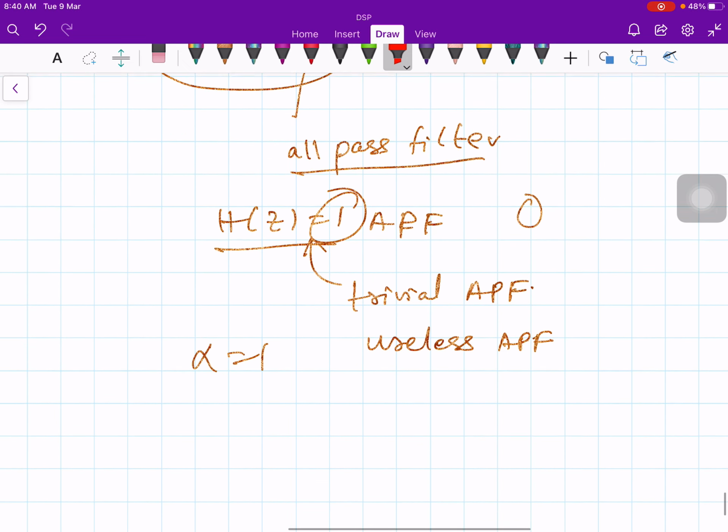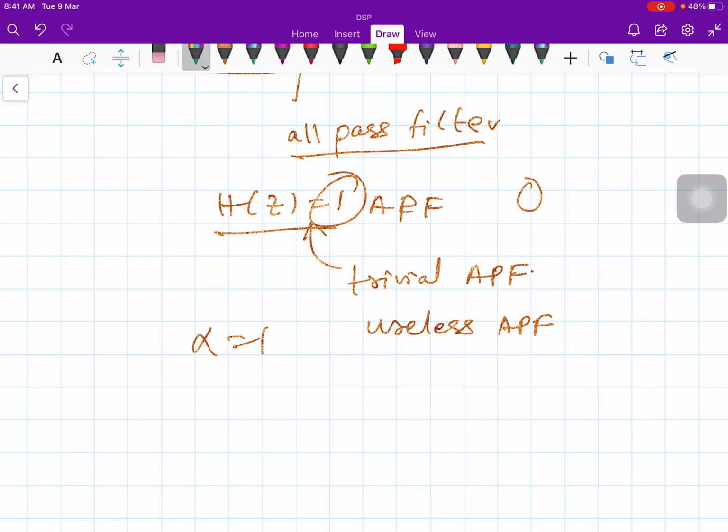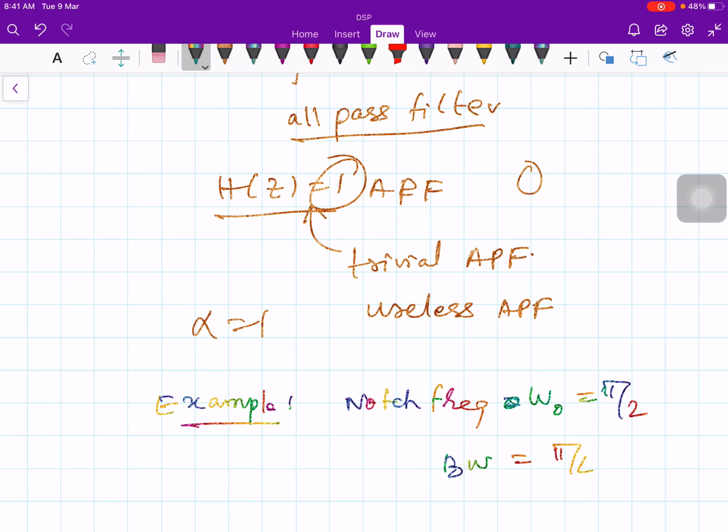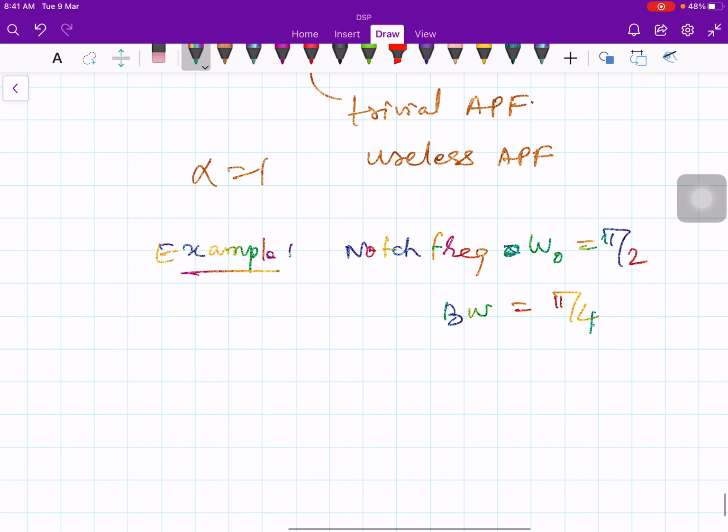Okay, now let us take an example. Let me give the values and you can work on it. Let the notch frequency, let me denote it ω0, be equal to π by 2, and the bandwidth of my band stop filter be π by 4, as in the band pass filter case. Then you can design the band stop filter. Now let me write down the final answer.